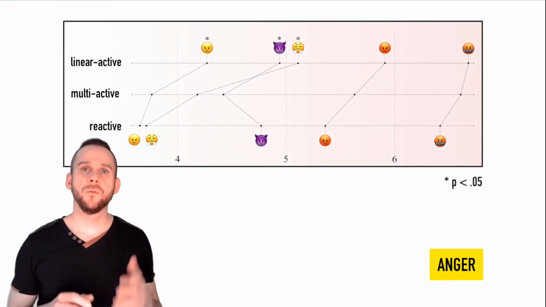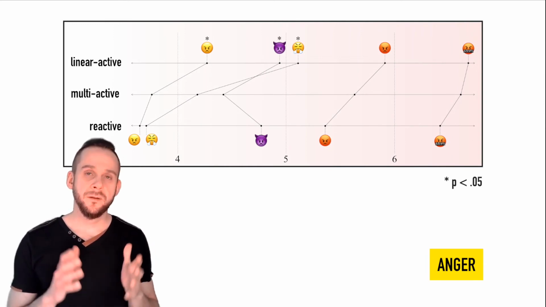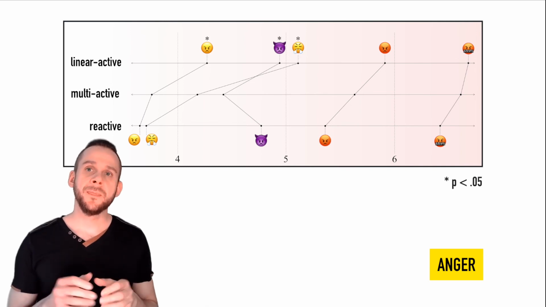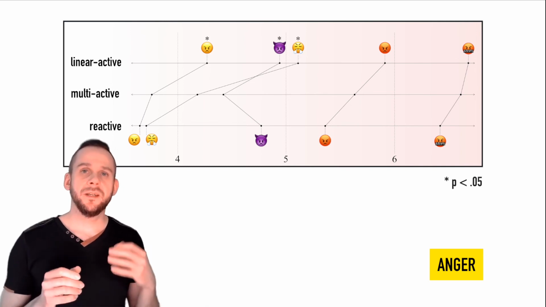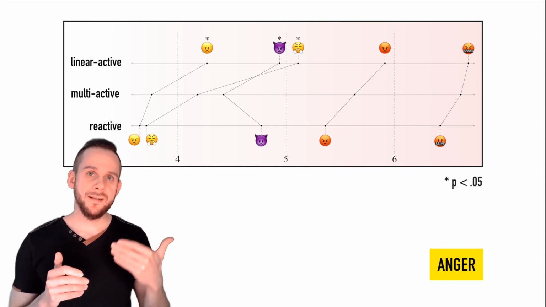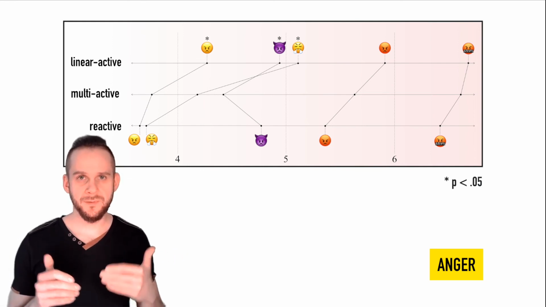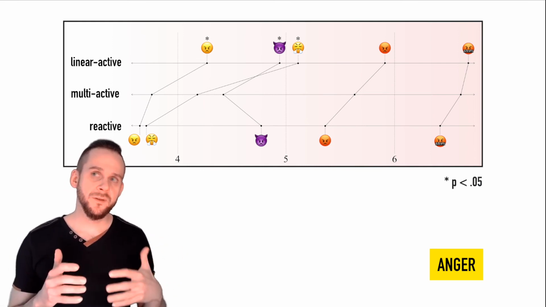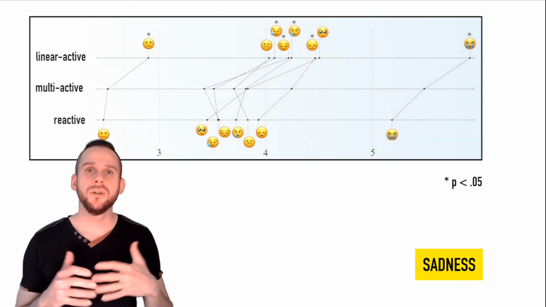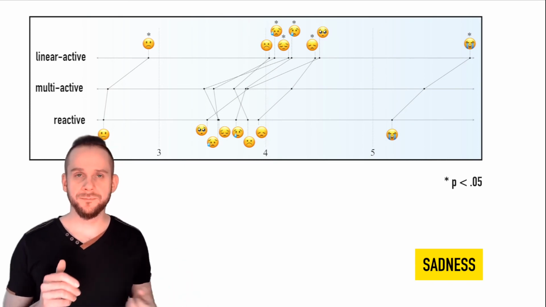And again, I'll just focus on the main findings. First of all, the intensity scales are still valid, so the ordering of emojis is persistent. What's interesting is that we can actually observe a certain shift towards a more intense perception of emojis for the linear active group. In other words, people from countries such as Germany, UK, and US tend to interpret the emojis more intense compared to other cultures.